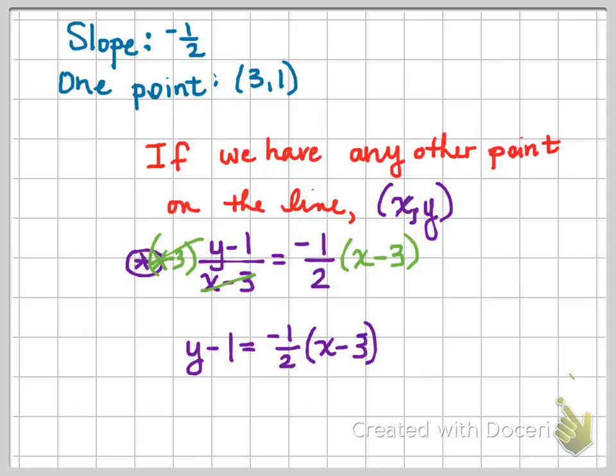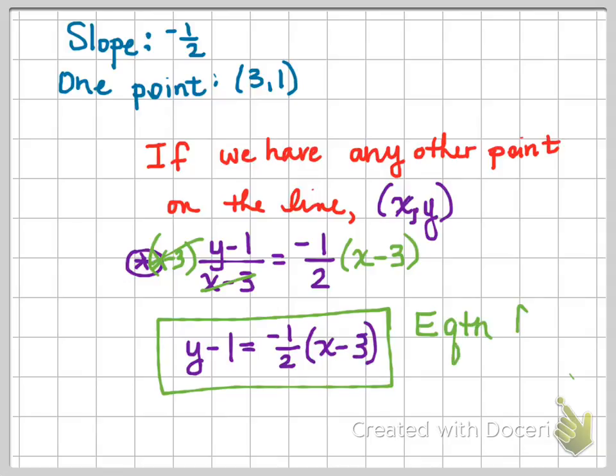So every single point on this line satisfies this equation. And in fact, a point is only going to satisfy this equation if it's on that line. So this gives me an equation for the line with slope -1/2 that goes through the point (3, 1).